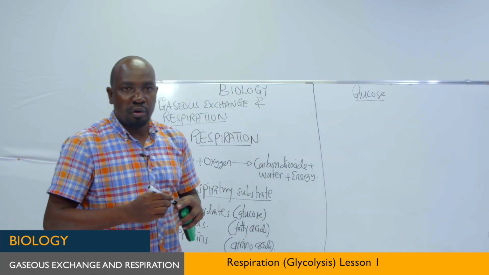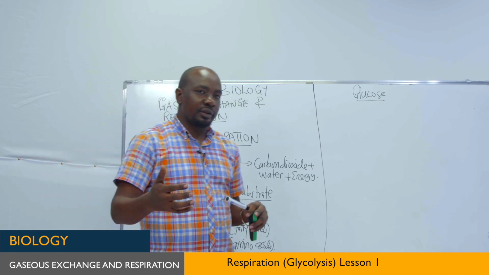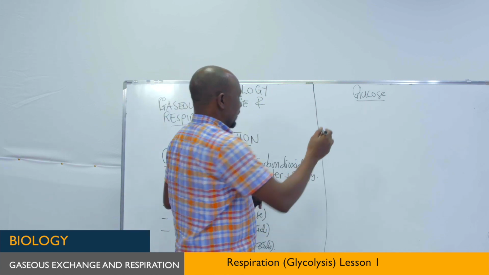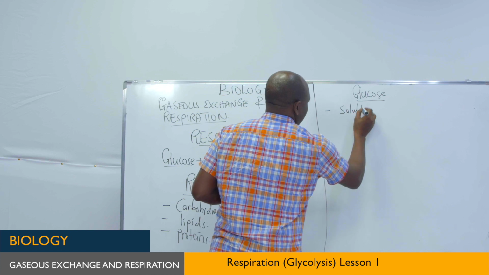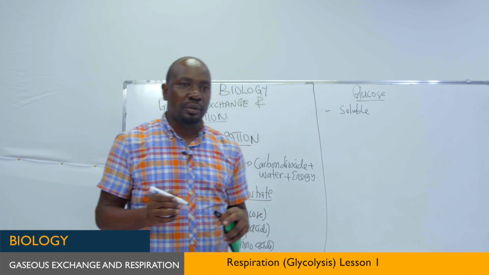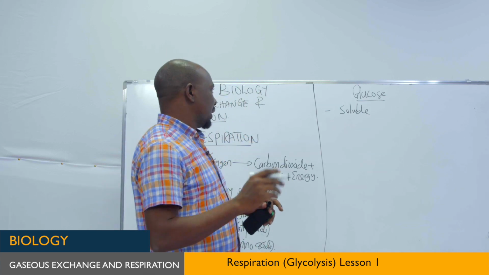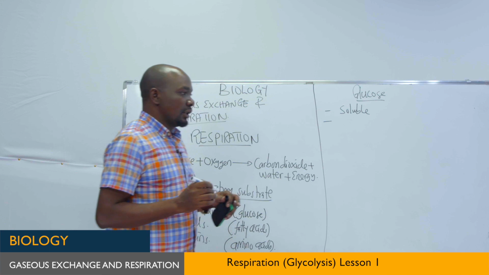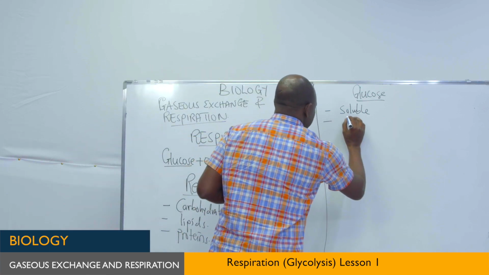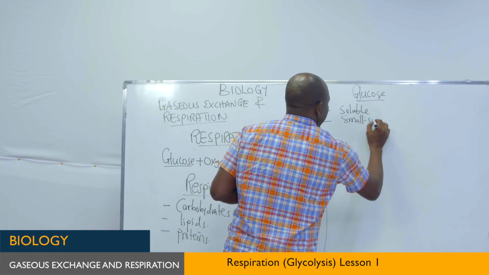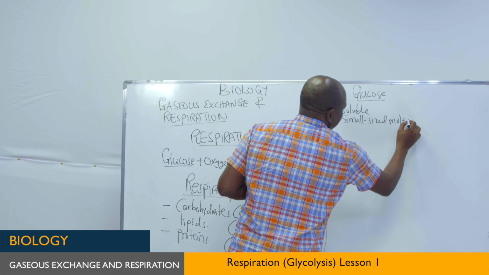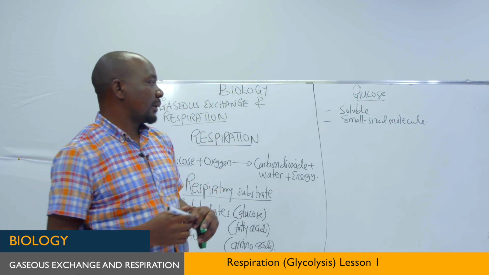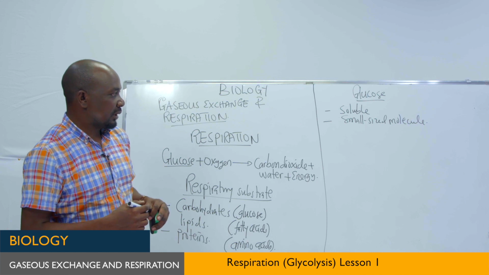first of all, glucose is soluble, so it is easily carried by the blood to the respiratory tissues. So it is soluble, and hence it is easily carried in the blood stream to the tissues, where it is broken down to release energy. Glucose is also very small in size, a small molecule, which makes it very easy to mix in the blood and be carried to the respiratory tissues.